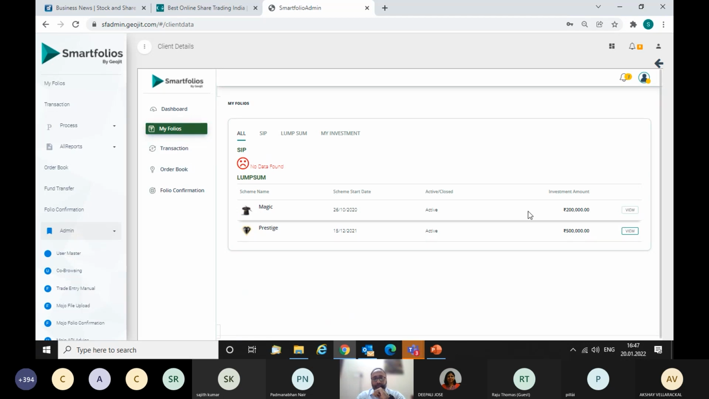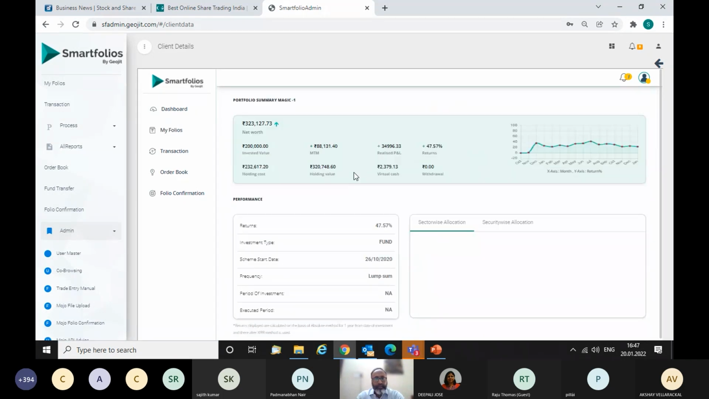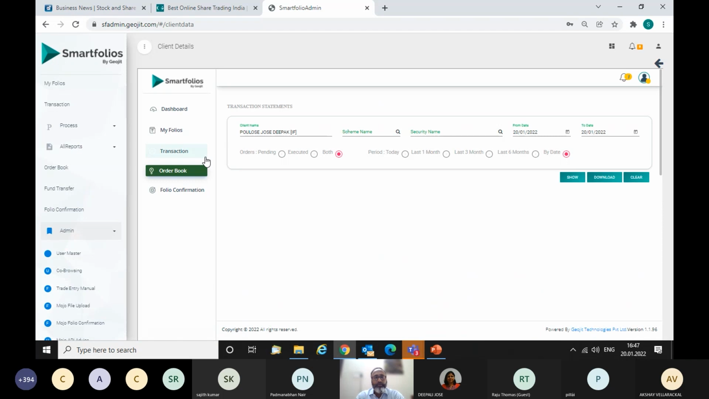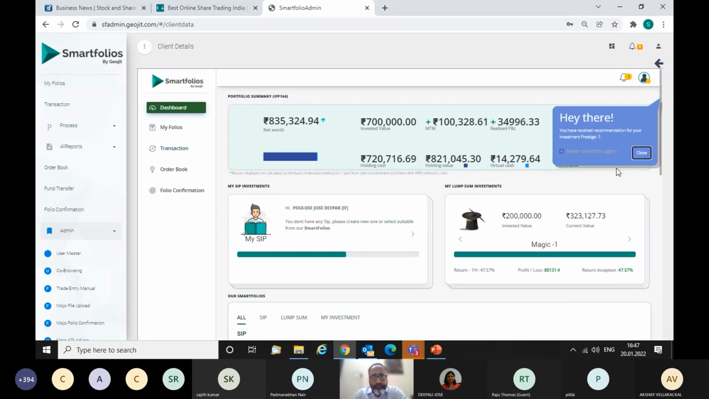Now, when you go to My Folios, you can see, as I said, you can invest in multiple folios. This client has invested in Magic and Prestige. You can click on each basket to see the individual returns and the holdings of this basket. You will also be able to see the order book for Smartfolios. Whatever stocks you buy through Smartfolios will form part of your demat holdings also. So you will be able to see these stocks in Selfie also, but you will not be able to transact, in the sense you will not be able to sell those stocks via Selfie.